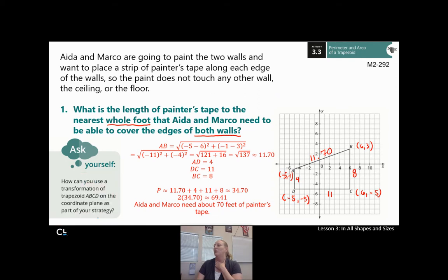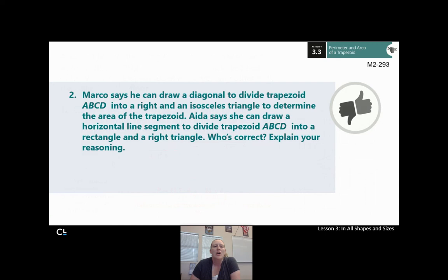I'm going to grab my little blue pen here. Marco says, look, I can draw a diagonal line. Sorry, badly drawn line. Marco says, I can draw a diagonal line from A to C, and that would make a right triangle and an isosceles triangle. And he's like, I could do that. That would help me find the area of each one of these, right?